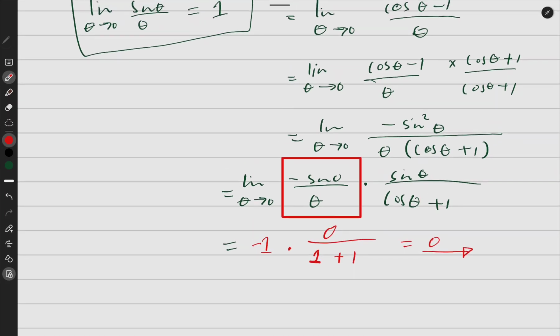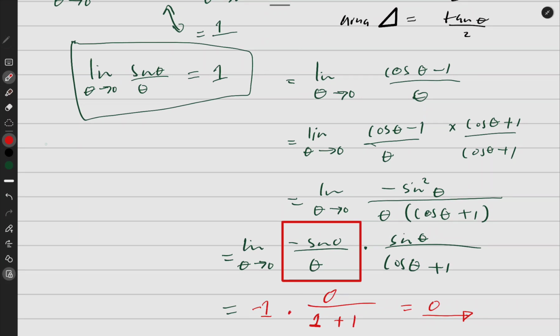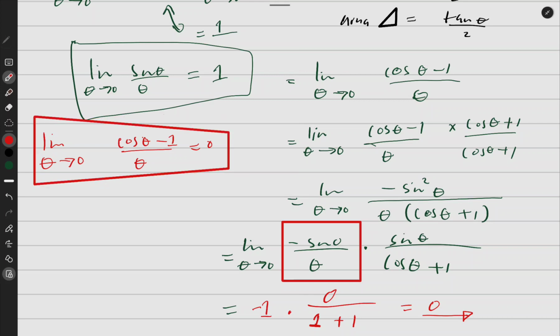So we have proven something that is also important. Let me put it here: the limit as theta goes to 0 of cos theta minus 1 all over theta is equal to 0. So this is the second piece of the puzzle.